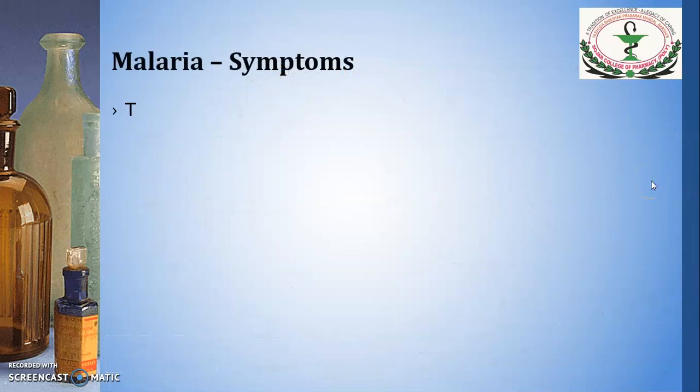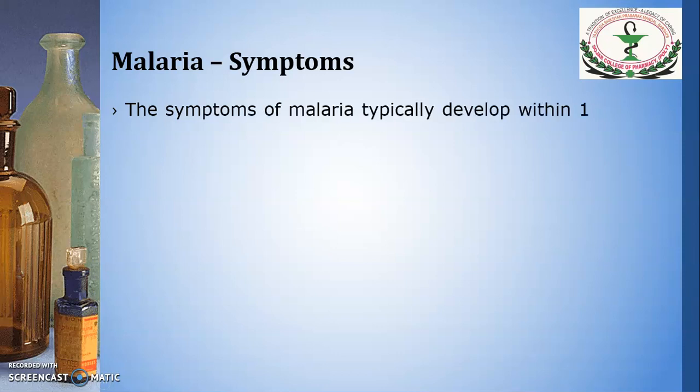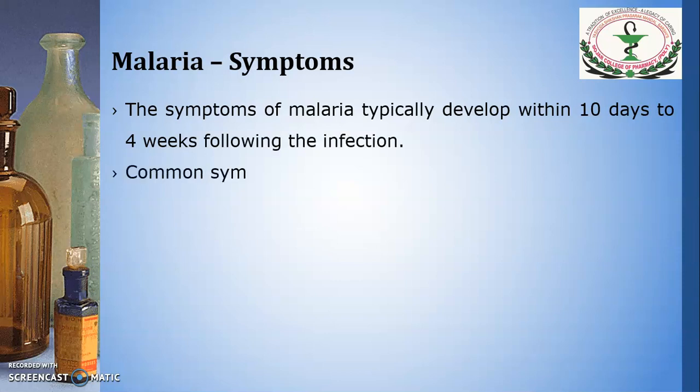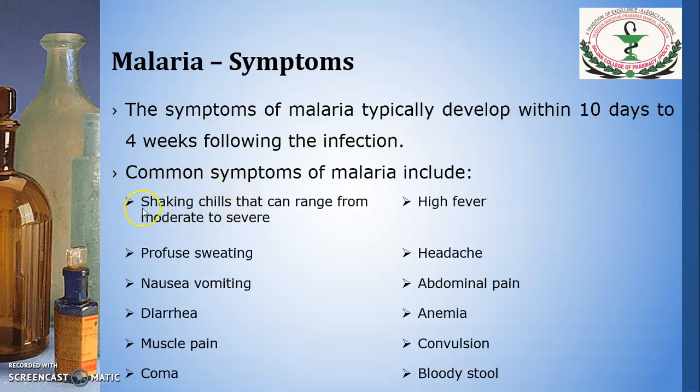Next, symptoms. Symptoms of malaria typically appear within 10 days to 4 weeks following the infection. Common symptoms include a shaking chill that can range from moderate to severe. The severe chill may occur. There is a high fever, and again, this fever will come in attacks.